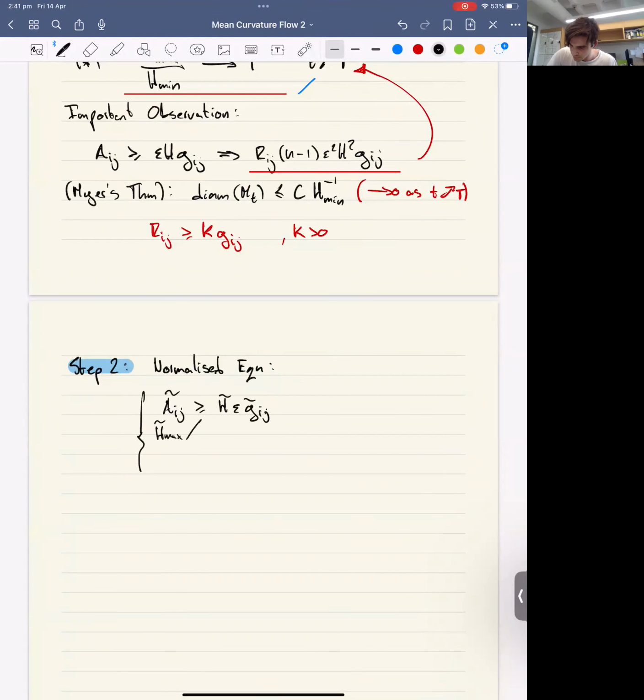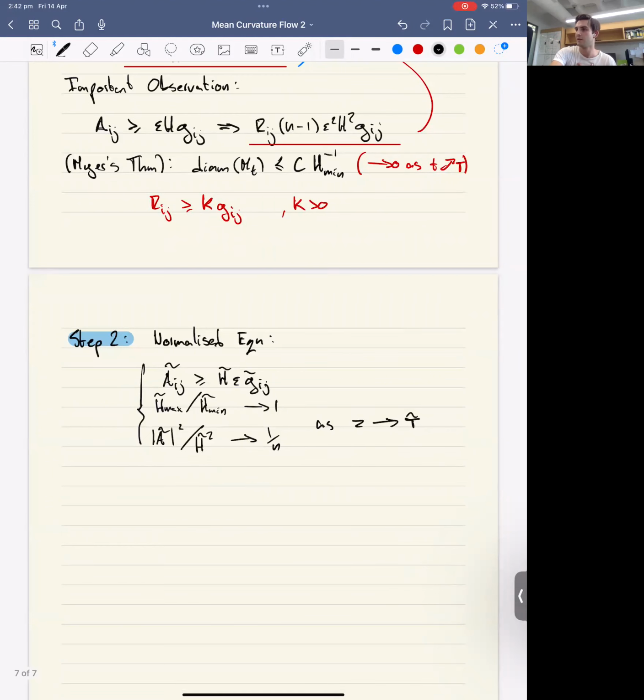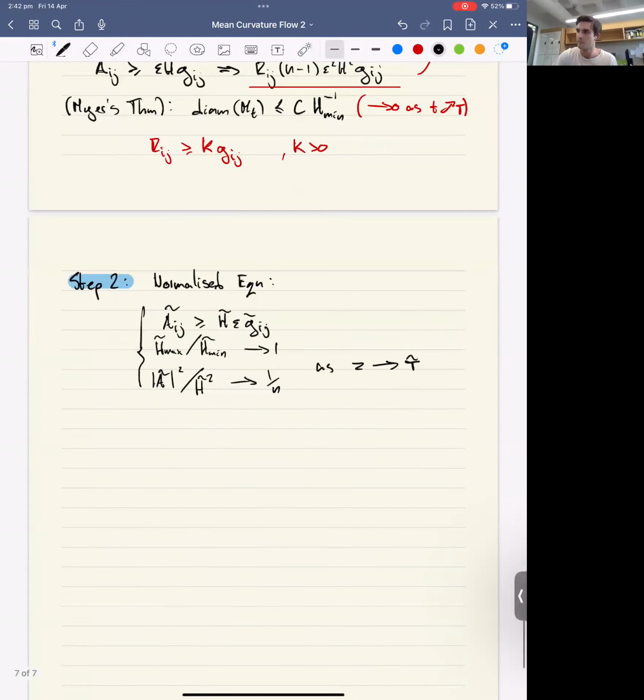H max over H min is going to approach 1. And I'm sorry, we also have this, which I had not written before. So they're approaching 1 on n as tau goes to capital T tilde. Okay, so a priori, when I change my time variable, it doesn't necessarily have to be defined on 0 to infinity. That's something that comes as part of the proof.